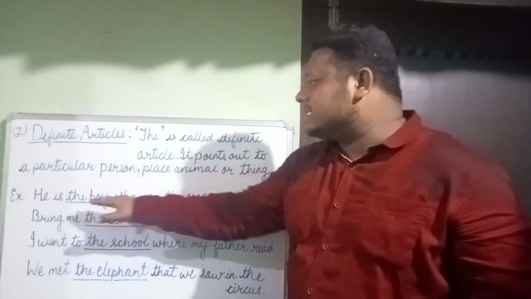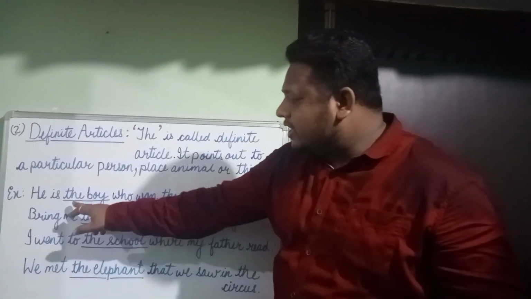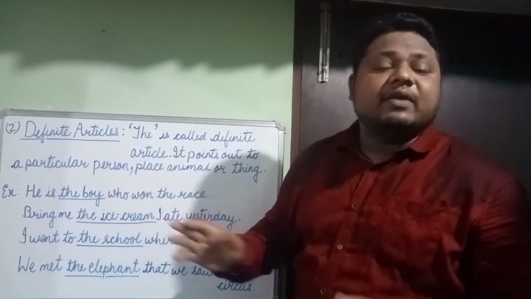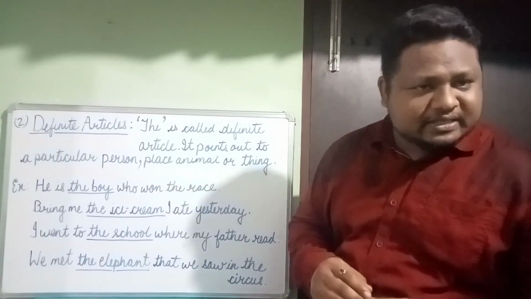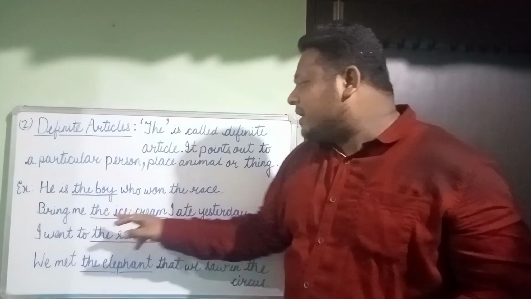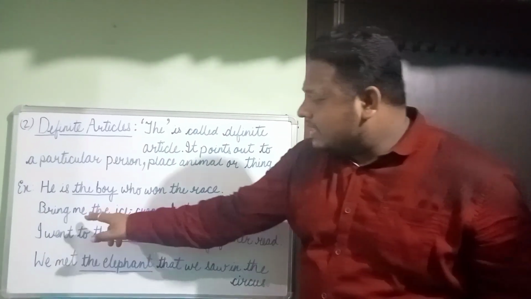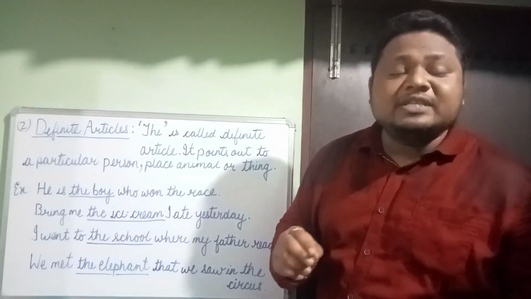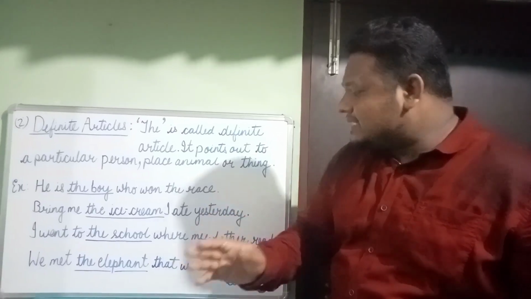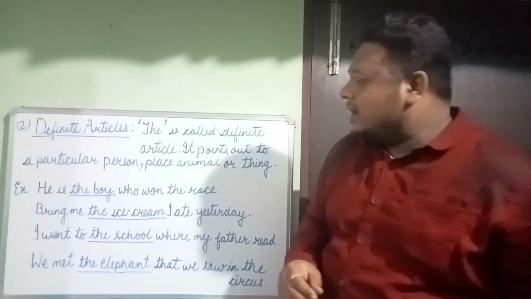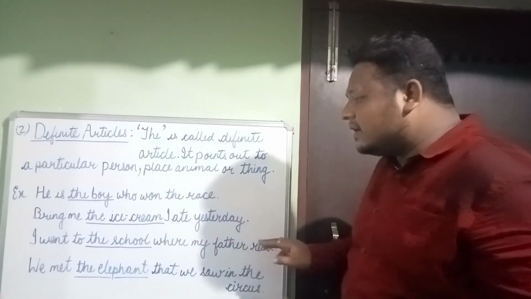Number one, he is the boy who won the race. Now, here, when we say the boy, it means we are pointing at the particular boy who has won the race. Number two, bring me the ice cream I ate yesterday. So, when we say the ice cream, it means we are talking about the same ice cream which was eaten yesterday. All right.